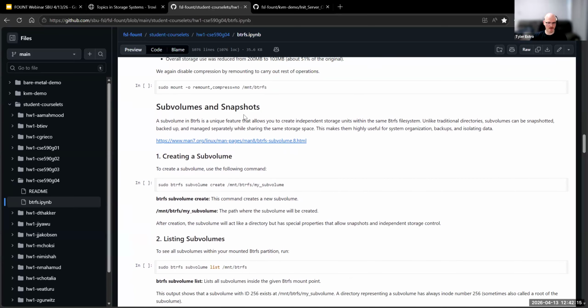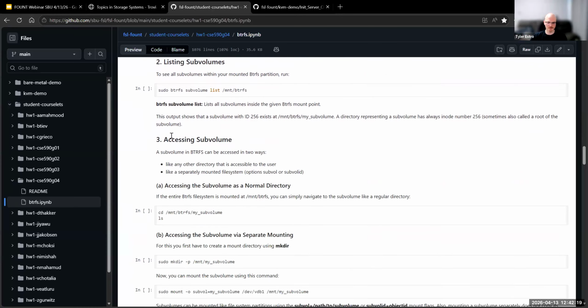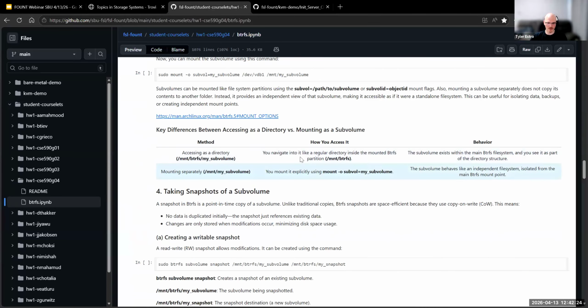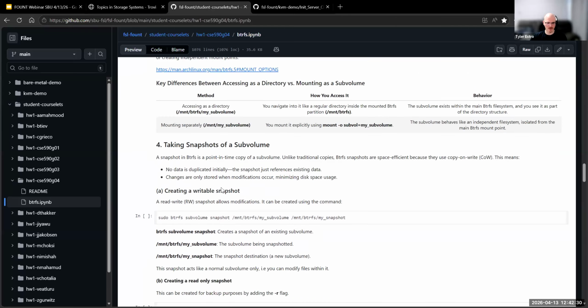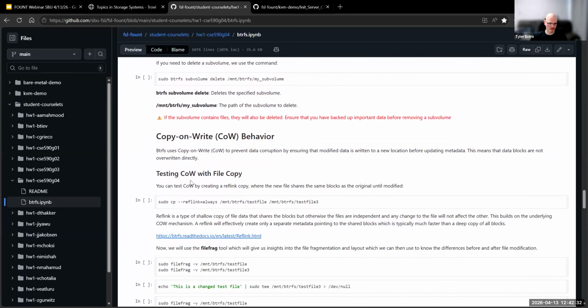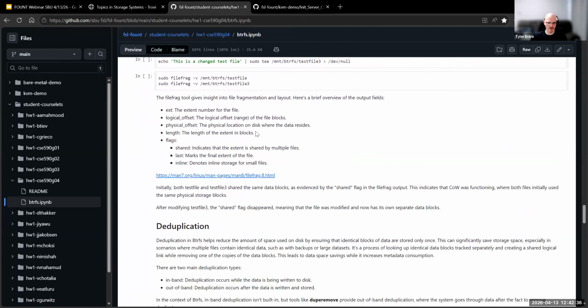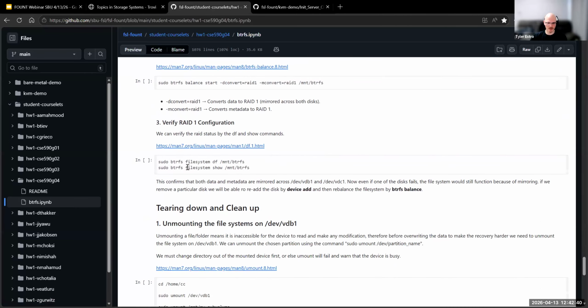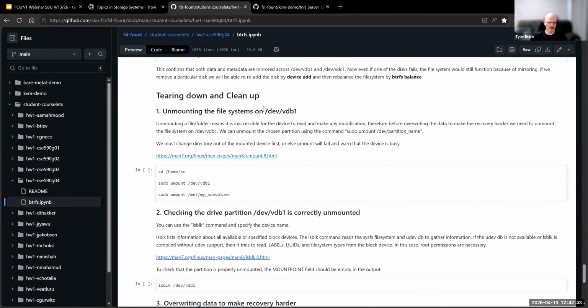They go on to explain subvolumes and snapshots. They do a really nice job of explaining all the features and having a nice comparison. You see at the end here, they go over copy on write, deduplication, and so on. The other thing that we asked them to do at the end was to make sure that they cleaned everything up.